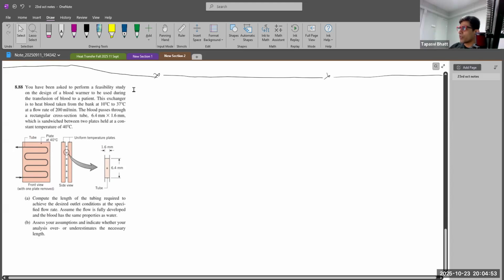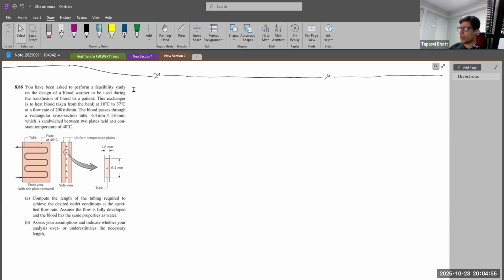So you have been asked to perform a feasibility study on the design of a blood warmer to be used during the transfusion of blood to a patient. The exchanger is to heat blood taken from the bank at 10 degrees Celsius to 37 degrees Celsius, which is the typical body temperature, at a flow rate of 200 ml per minute. The blood passes through a rectangular cross-section tube, which is 6.4 mm times 1.6 mm.